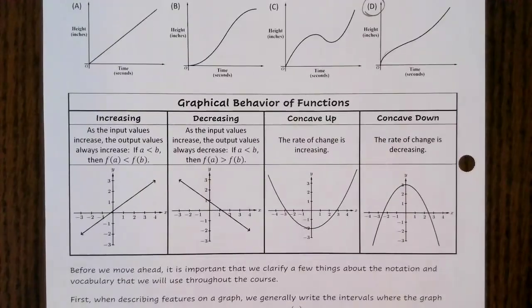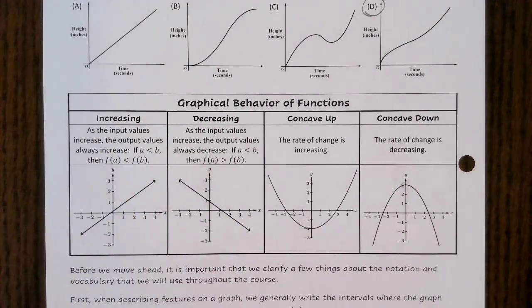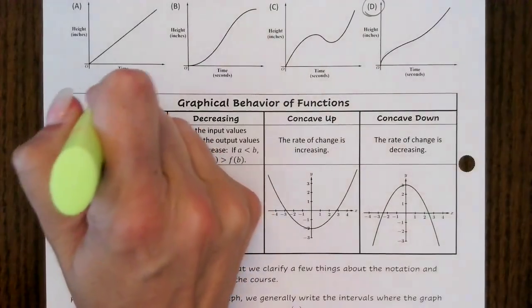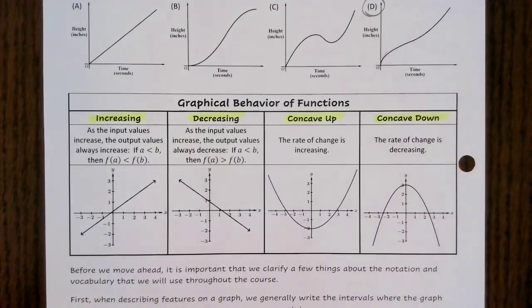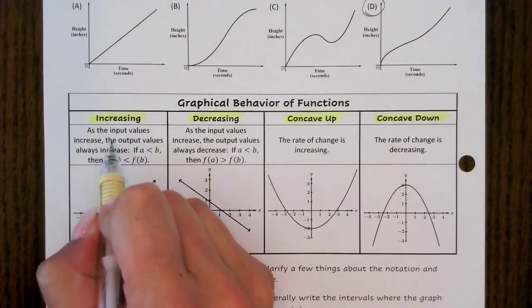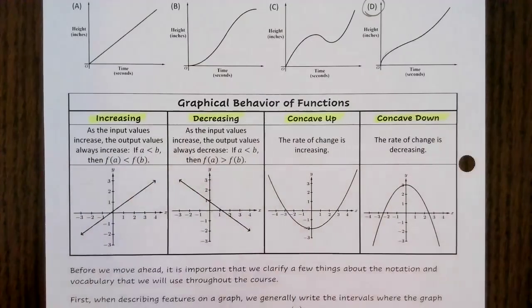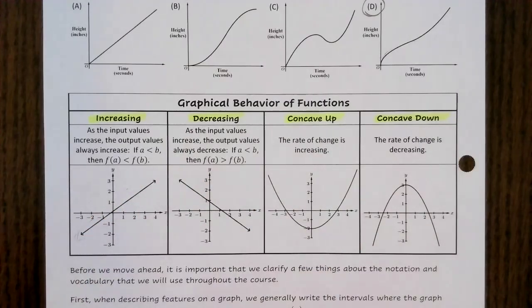All right, so let's talk about our graphical behavior of functions. It says, as the input values increase, the output values always increase. We call that increasing here. So we're going over increasing, decreasing, concave up, and concave down. Again, there's a lot of vocab in this course, so you're really going to have to focus on those when we're talking. As the input values increase, the output values always increase. That is considered increasing. You can see that it's got a positive slope when it's doing that as well.